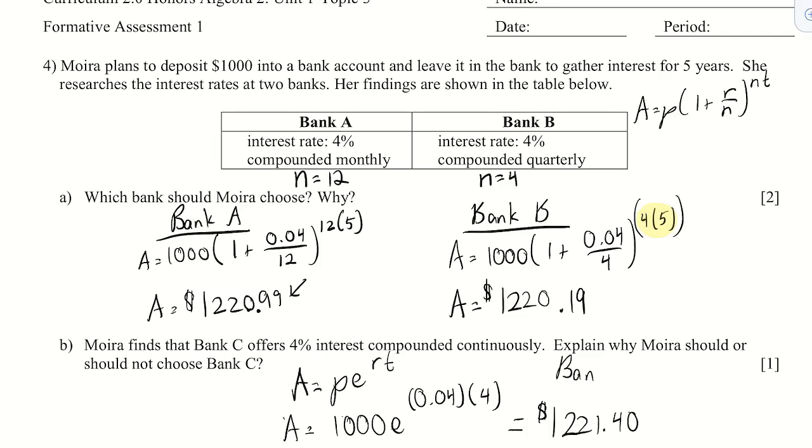So, should she choose Bank C? The answer would be yes. More specifically, the more times you compound per year, the more money you'll get.